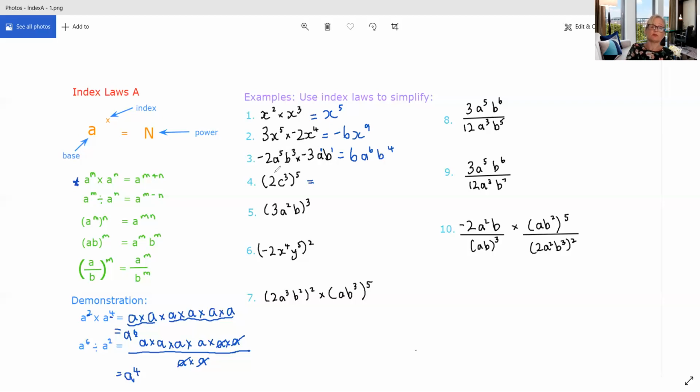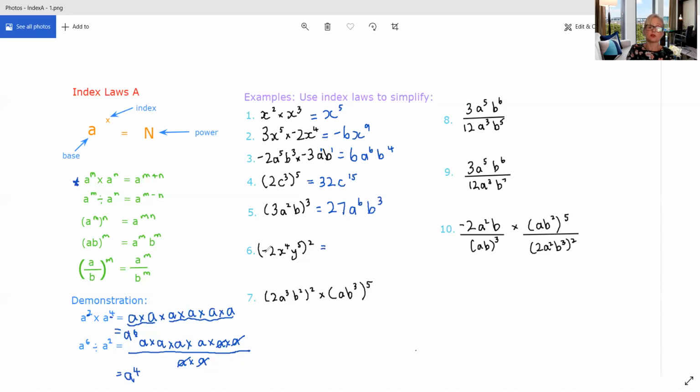Okay, we're going to bring our index into each part of this product. So 2 to the 5th is 32, and c cubed to the 5th, we're going to multiply those indices. Same sort of deal here. 3 cubed is 27. A squared cubed, multiply the indices. B cubed is just b cubed, obviously.